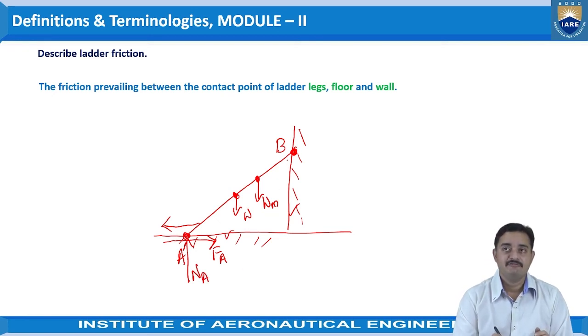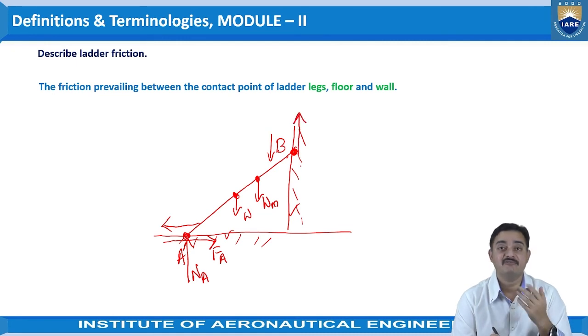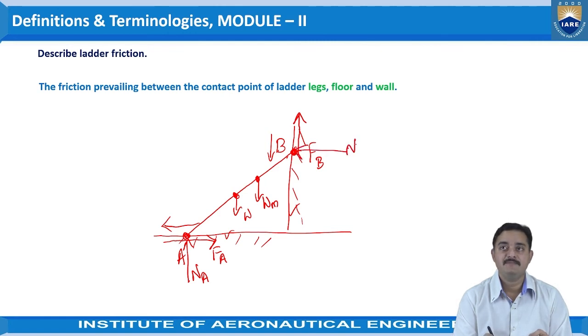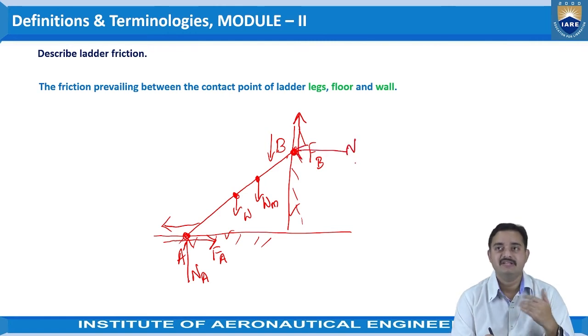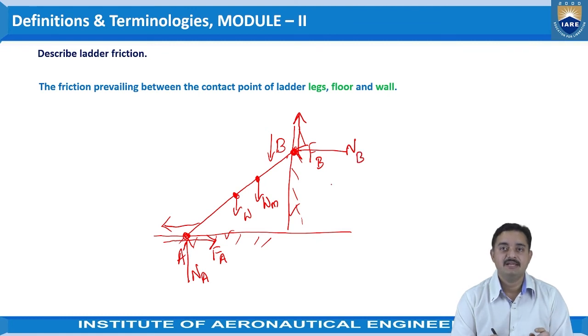At point B, we know that the movement of the ladder will happen in the downward direction. So here we can say that the frictional force will be acting in the upward direction, because the frictional force will always act in the opposite direction to the movement of the object. So here the frictional force will be shown as FB, and the normal reaction would be towards the object itself, that is the ladder itself, and that would be NB.